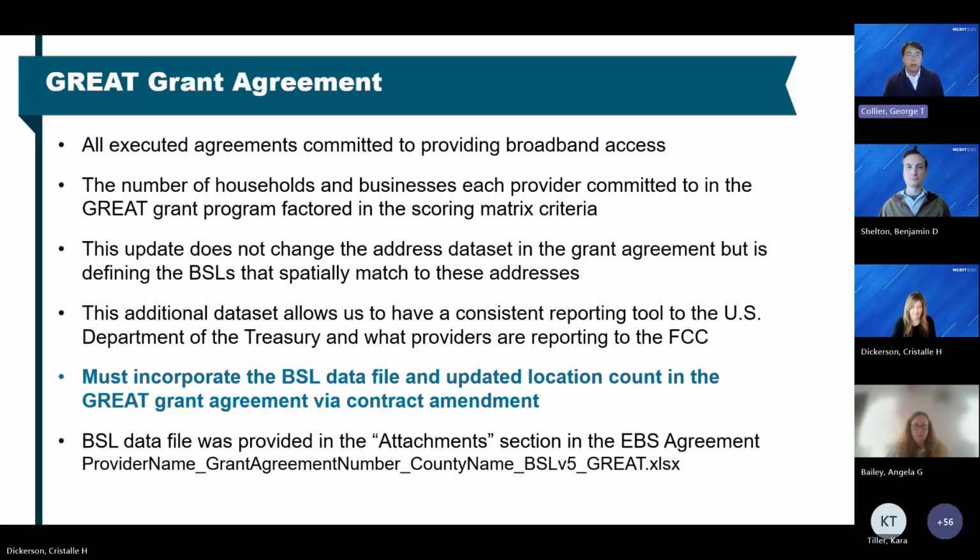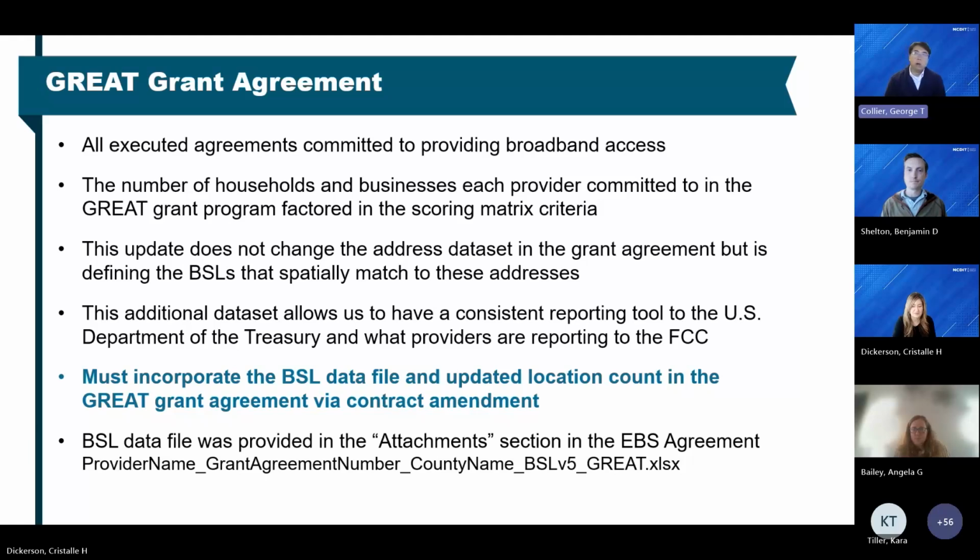Just to reiterate, this update of the data set does not change the address data set in the grant agreement, but it is defining the BSLs that spatially match to these addresses. What this will also do is give us a consistent reporting tool to U.S. Treasury and what the ISPs are reporting to the FCC. With this update, we have to incorporate the BSL data file and the updated location counts in the grant agreement, and we have to do that through the contract amendment.